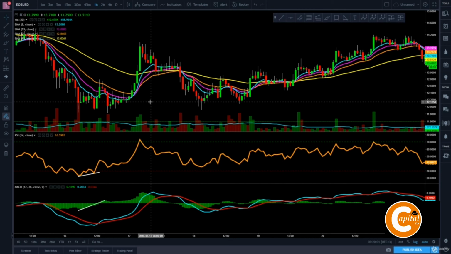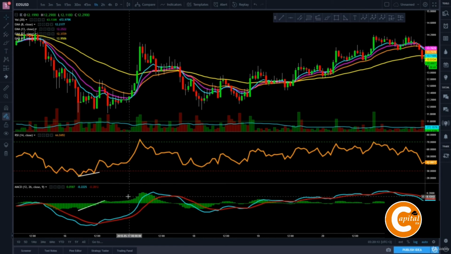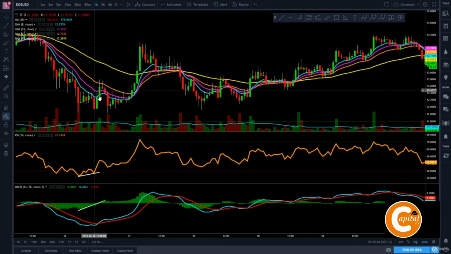So after our entry point, we see on the MACD that a crossover of the signal line happened to the upside, and the histogram is now on the positive side, and on the RSI as well we see that we are making higher lows and higher highs. And on the price chart, we can clearly see that we started to uptrend parabolically.